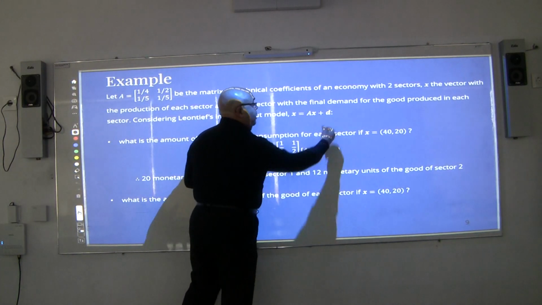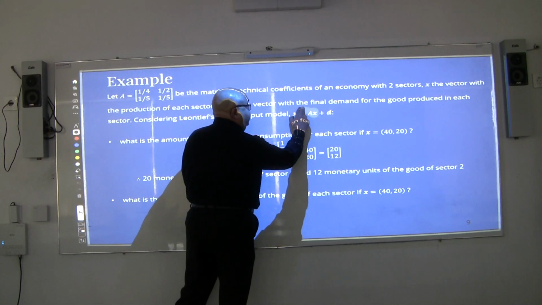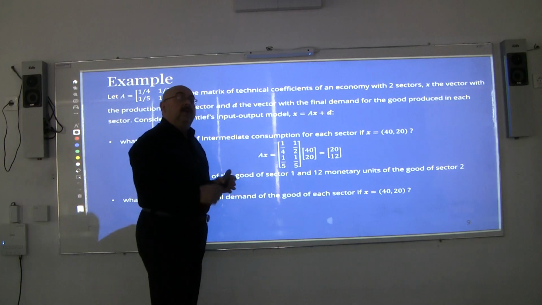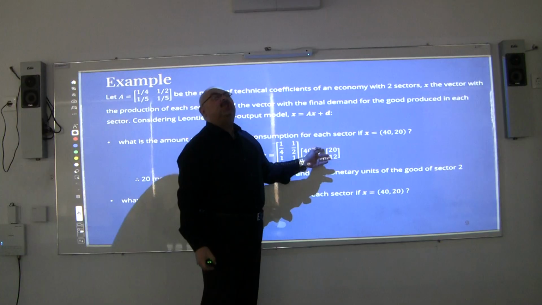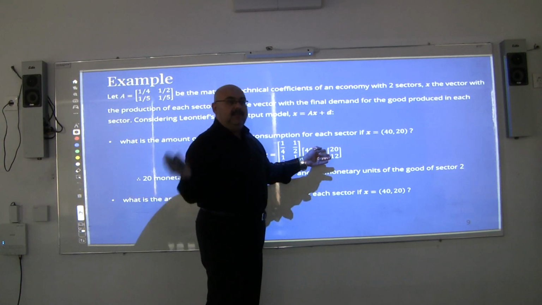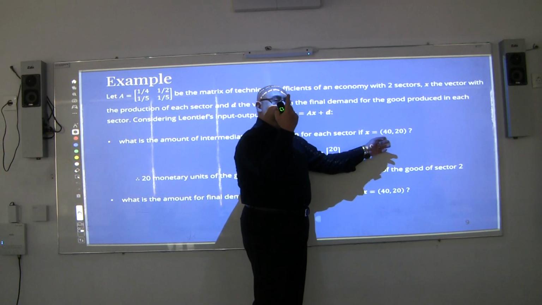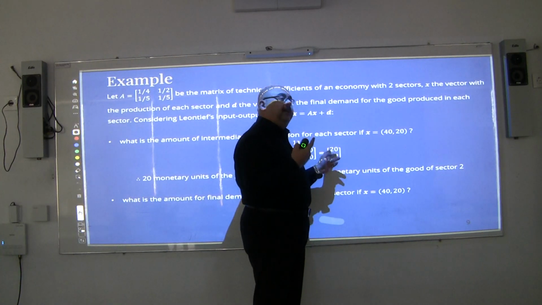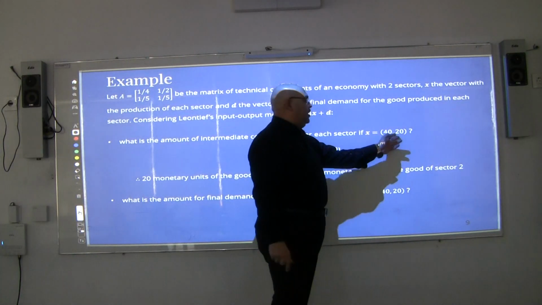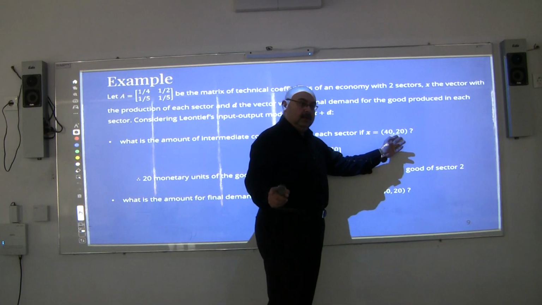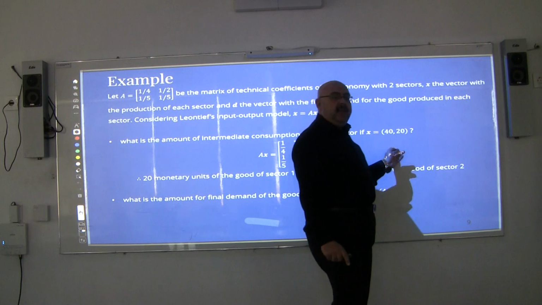So simply, if I want to get the final demand, all I have to do is move this matrix to the other side. So I will get the difference between the production and the amount exhausted during the production. This is going to be the final demand. So I'm producing 40 units in the first sector. I'm consuming 20, so the remaining demand is 20. I'm producing 20 from sector 2. I'm exhausting or digesting 12. So the final demand will be 8.